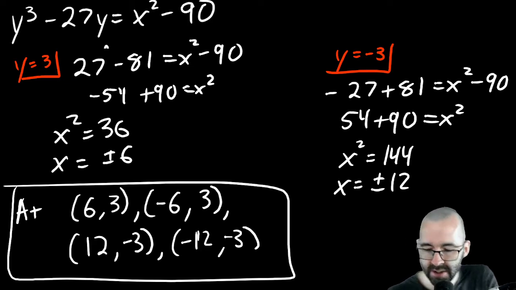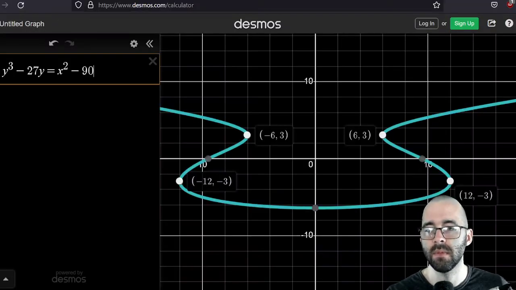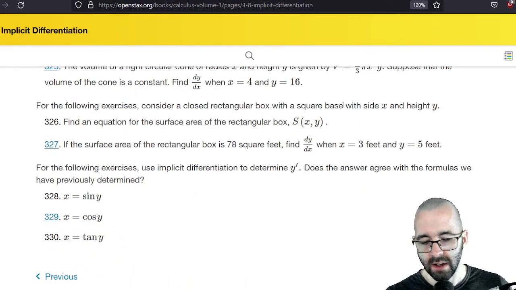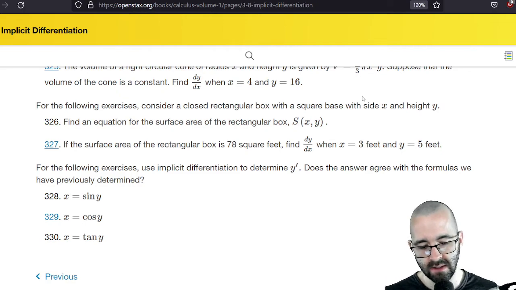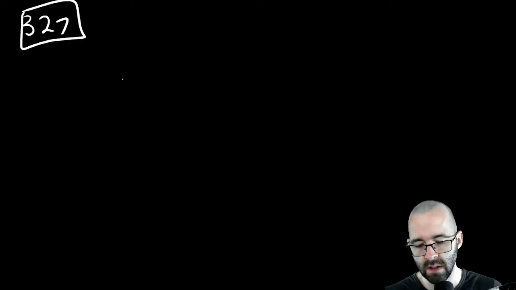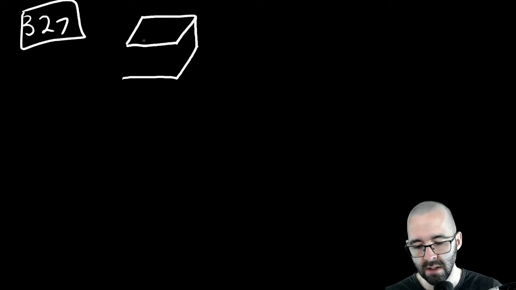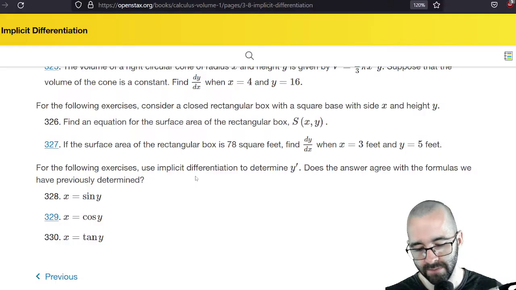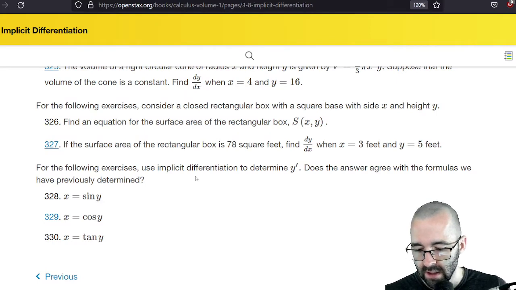All right. Let's do 327. Consider a closed rectangular box with square base, side x, and height y. So the base is x by x, the height is y, like so.